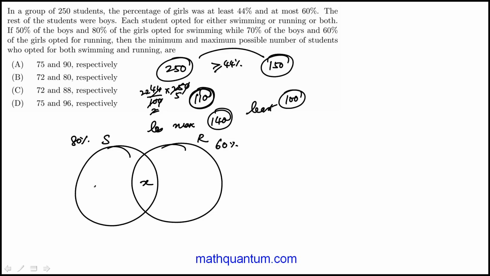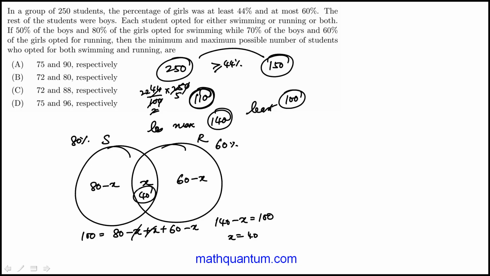So if this overlap is x, this is 80 minus x, that's 60 minus x. These have to add up to 100. So that's the double counting. I always label each region and then do it. Sure, you can apply the formula, but this is my personal preference. So that overlap is 40%, meaning 40% of the girls both swim and run.